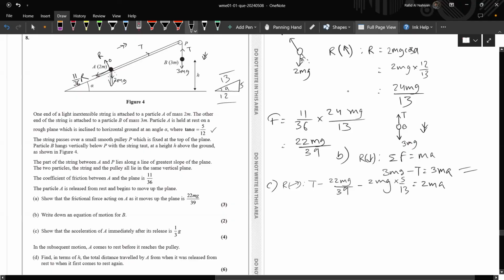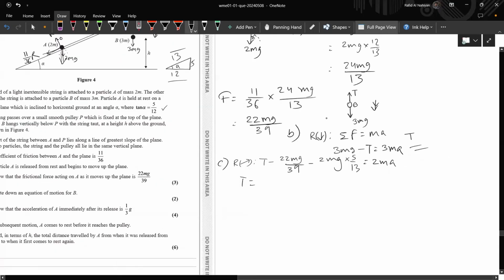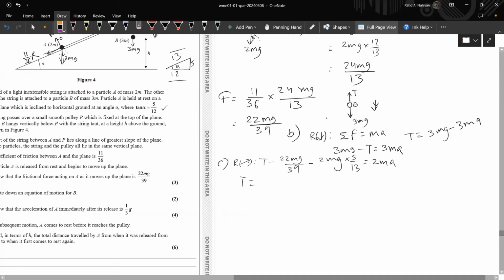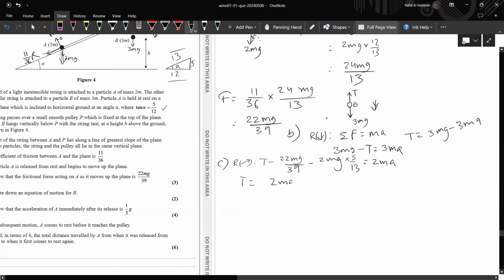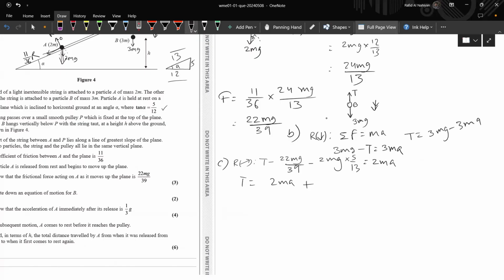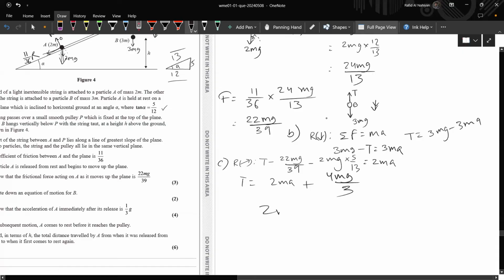I have to find out the accelerations. If I make T the subject and then equate these two equations, I can solve simultaneously to find the value of the acceleration. I'm going to make T the subject here first. It's going to be 3mg minus 3ma. And if I make T the subject here, I get 2ma plus, adding up 22 by 39 and 2 times 5 by 13, that is 4 by 3 mg. 4mg by 3.